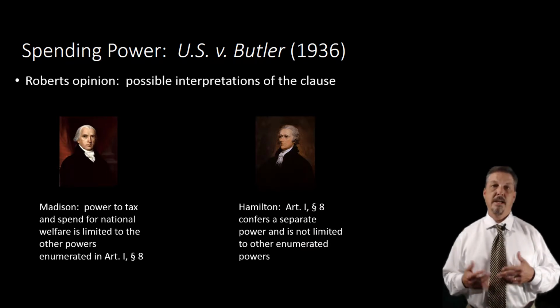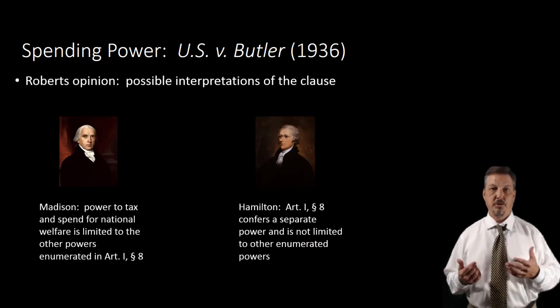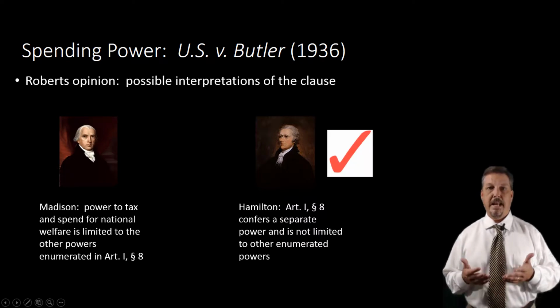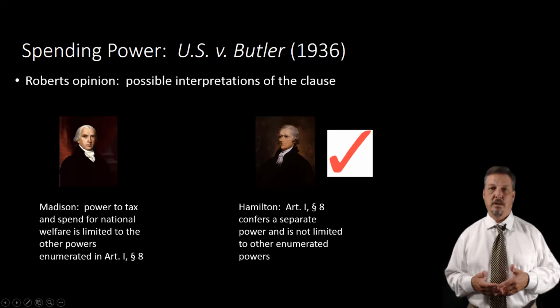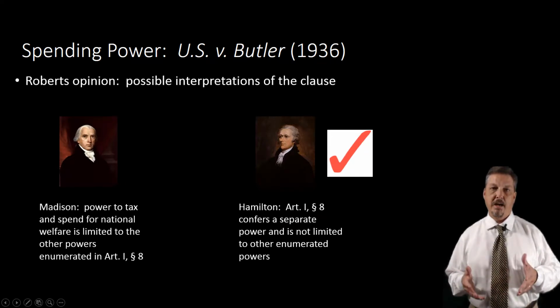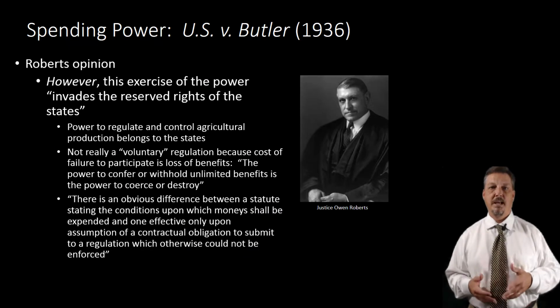If the former view were correct, then federal spending would be constitutional only if the congressional scheme were justified by another enumerated power. If the latter view were correct, Congress could spend without any hook to another enumerated power. Justice Roberts determined that Hamilton's view was correct. The spending power is an independent power of Congress. Nevertheless, Justice Roberts concluded that there were inherent federalism limitations on the exercise of the spending power.